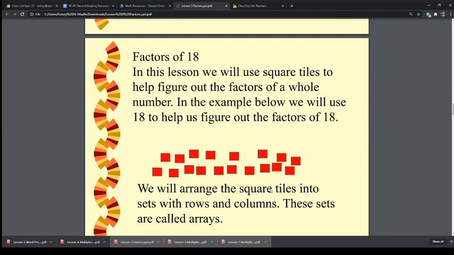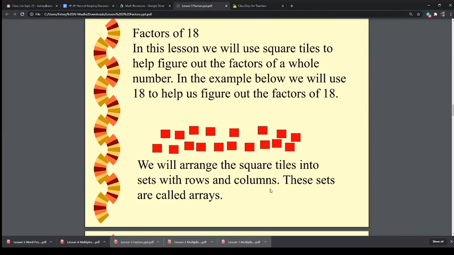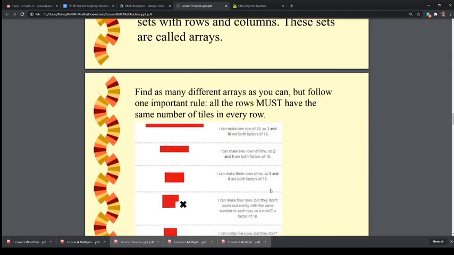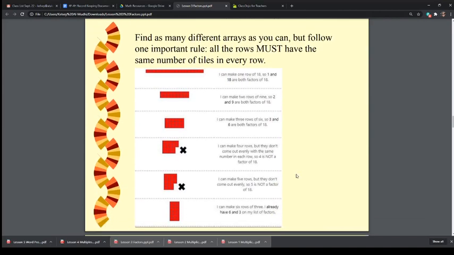Factors of 18. In this lesson, we will use square tiles to help figure out the factors of a whole number. In the example below, we will use 18 tiles to help us figure out the factors of 18. We will arrange the square tiles into sets with rows and columns. These sets we call arrays. Find as many different arrays as you can, but follow one important rule. All the rows must have the same number of tiles in every row.